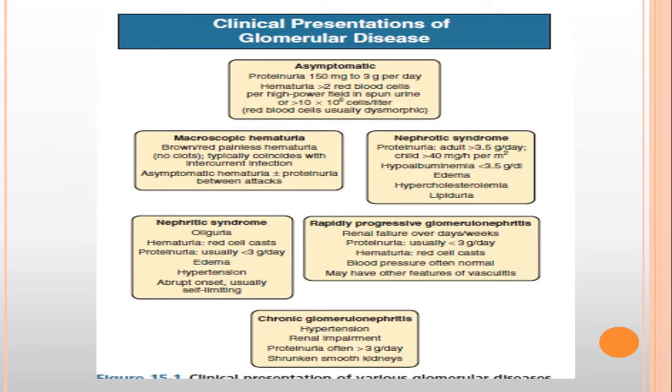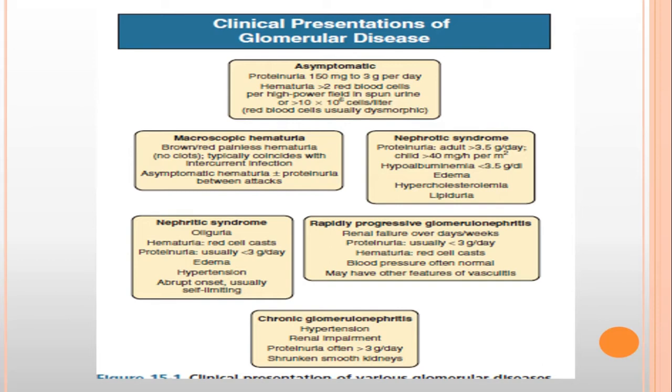So, the clinical presentation of glomerular disease: asymptomatic proteinuria, 150 milligrams to 3 grams per day, and hematuria, more than 2 red blood cells. In macroscopic hematuria, this is a general description, as we discussed earlier, in nephrotic syndrome, rapidly progressive glomerulonephritis and chronic glomerulonephritis. The macroscopic hematuria we discussed in the first lecture: brown or red, painless hematuria that we see with the naked eye.